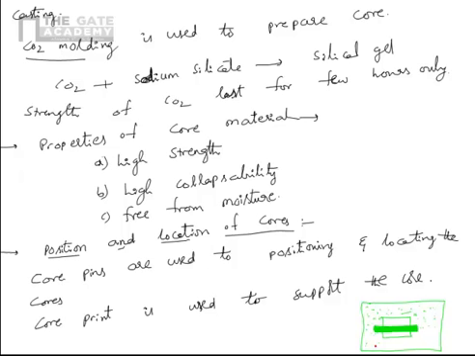So this is a sand mold, and we need to prepare a cylinder. This is the sand mold, and this one is the core, to get the hollow cylindrical surface. This one is the casting cavity, the empty space where the molten metal is poured.